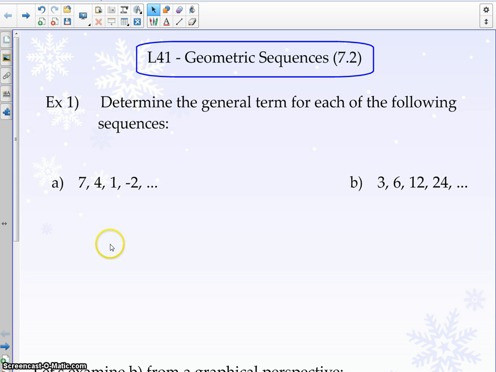I want you to try and find the general term for each of the following sequences. So if you look at the first one here, we have 7, 4, 1, negative 2. Hopefully this one looks a little bit familiar to you by now. You'll see that we're going down by 3 from one term to the next consistently. So this is an arithmetic sequence.